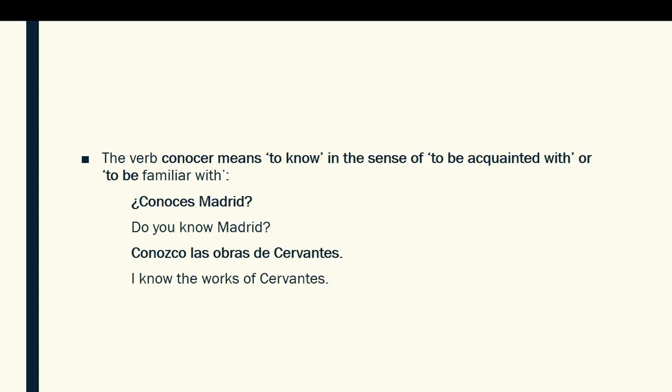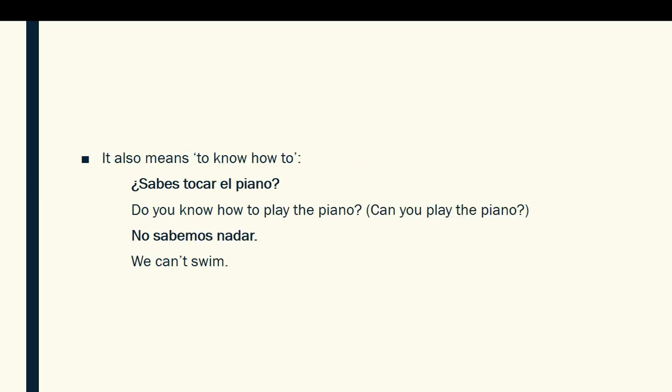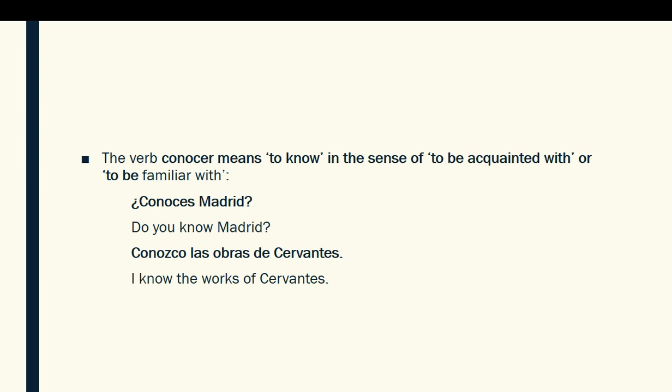On the other hand, the verb conocer means to know, in the sense of to be acquainted with or to be familiar with. A while ago, we talked about the verb saber, which means to know a fact. So it's all about the fact. While conocer also means to know, but in the sense of to be acquainted or familiar. Remember the differences. Saber, conocer. To know a fact; to be acquainted or familiar with.